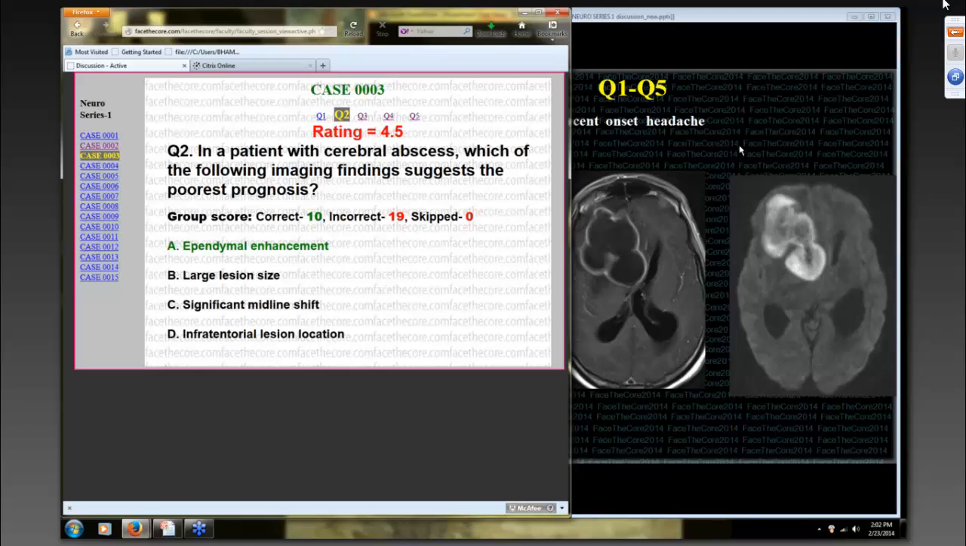And ependymal enhancement usually suggests that there is an intraventricular extension of the lesion itself, and an intraventricular extension has a very poor prognosis. And in general, even with earlier treatment, the prognosis is poor and the mortality rate is almost 50%.